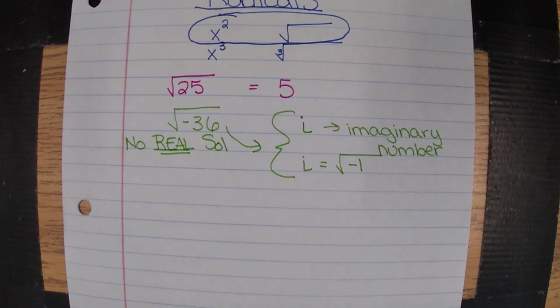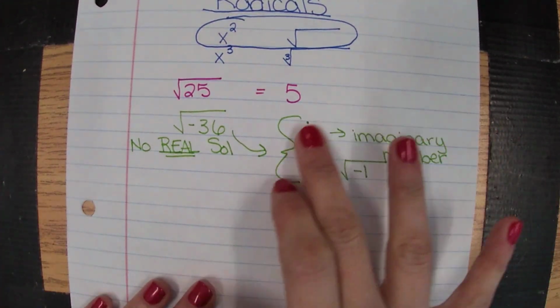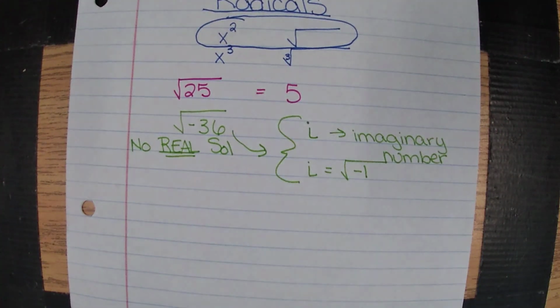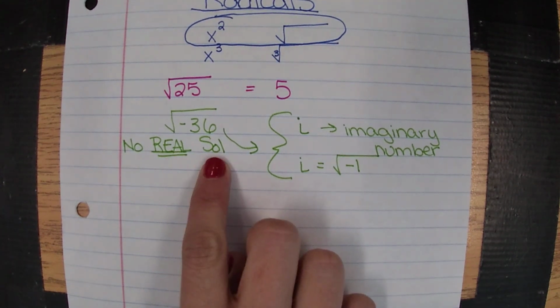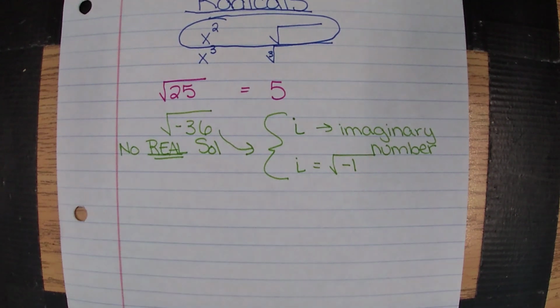So we're going to know that at any point in time, today, tomorrow, 2 weeks from now, if we get a negative underneath the square root, our answer is going to be no real solution. Not because there isn't an answer, but because the answer falls inside the imaginary number set. So if you write no solution, I'm not going to give you full points because there is one. It's just not in the real number set.